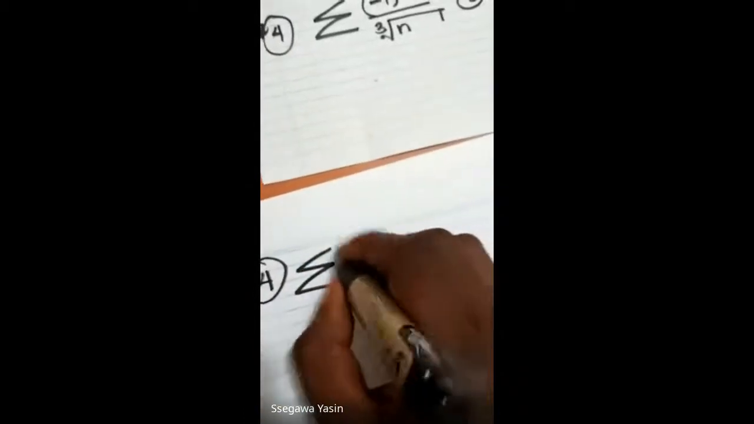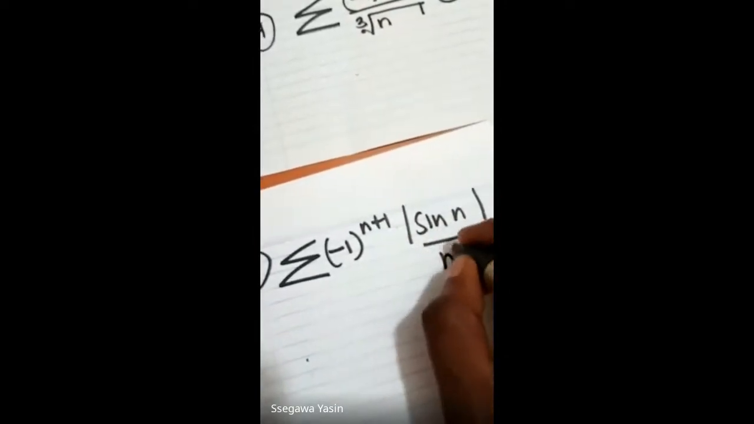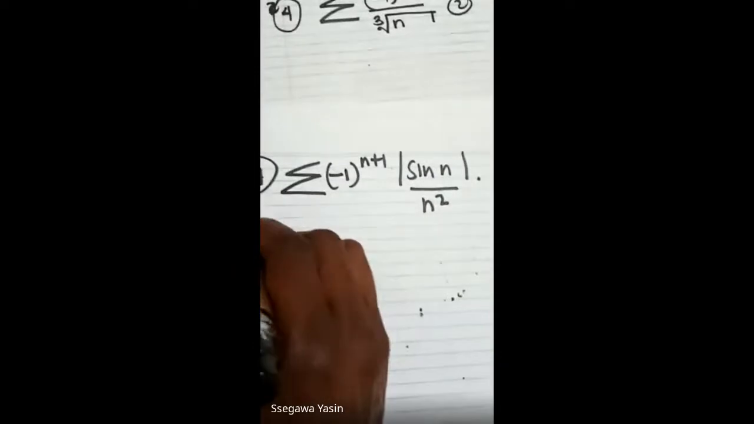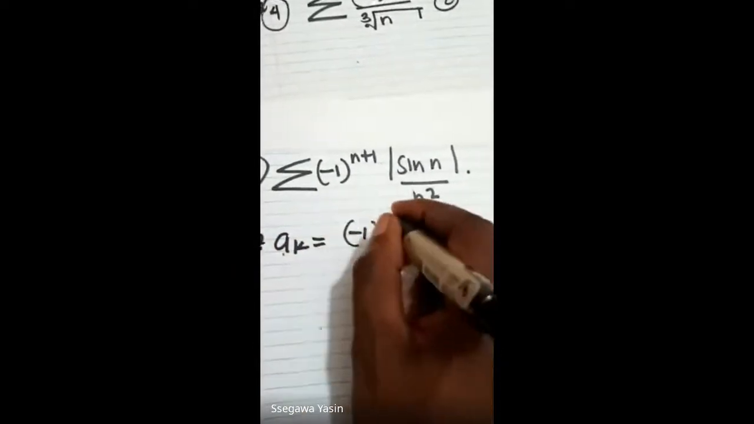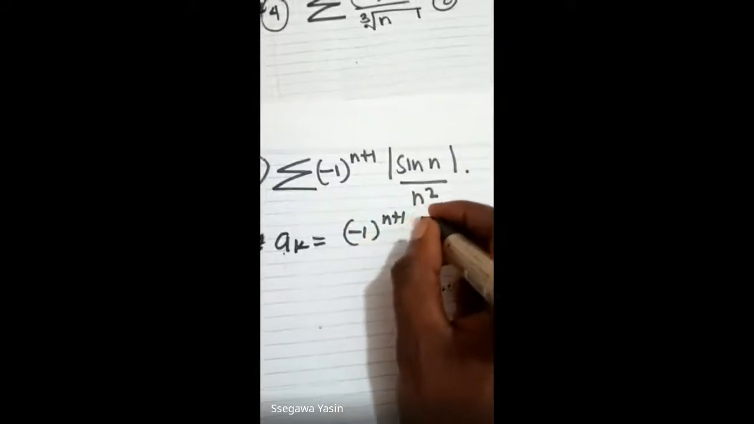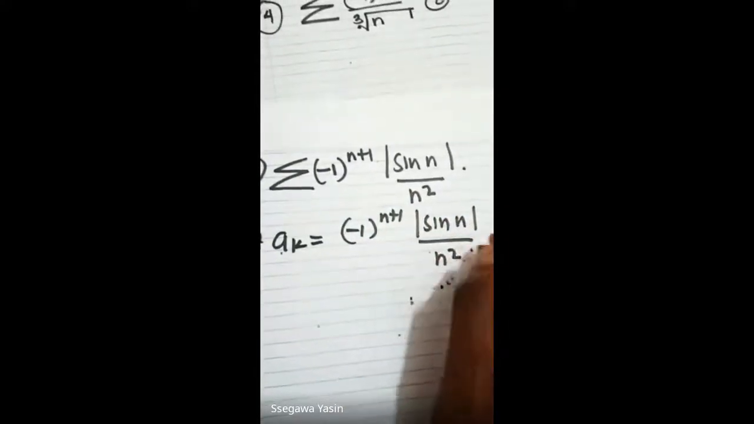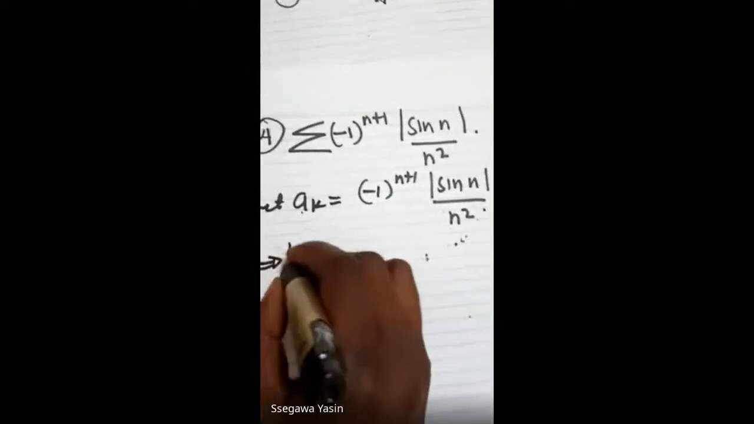So this is (-1)^(n+1), and the magnitude is |sin n| over n squared. And this one here, we are going to pick a_k equals (-1)^(n+1) |sin n| over n squared. This implies that our big number is 3.